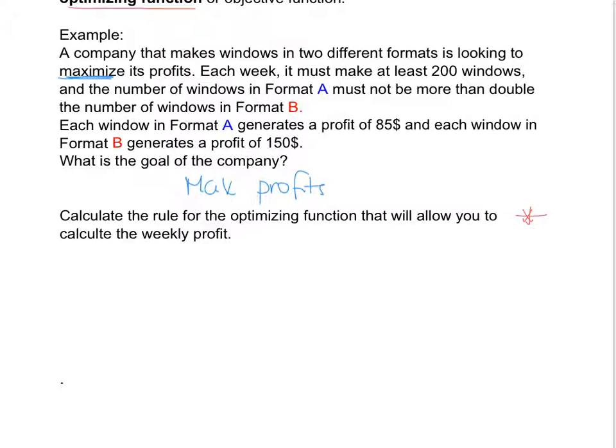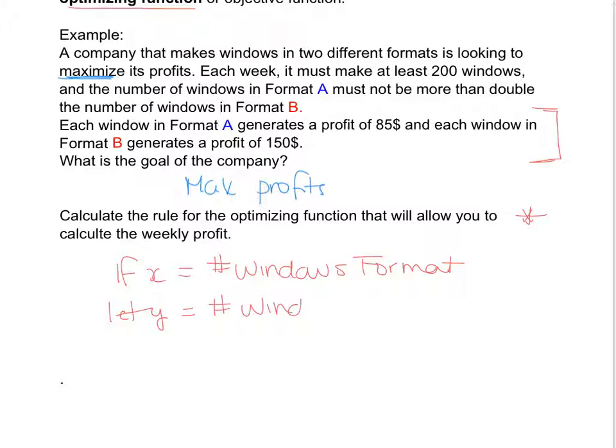The maximizing or the optimizing function is usually an equation. Okay, the sentence in your problem that symbolizes an equation. There's no inequality with it. So we're going to calculate the rule. So if X is the number of windows for format A, right, we have to identify our variables, and let Y equal the number of windows in format B, then the rule for the optimizing function is as follows.